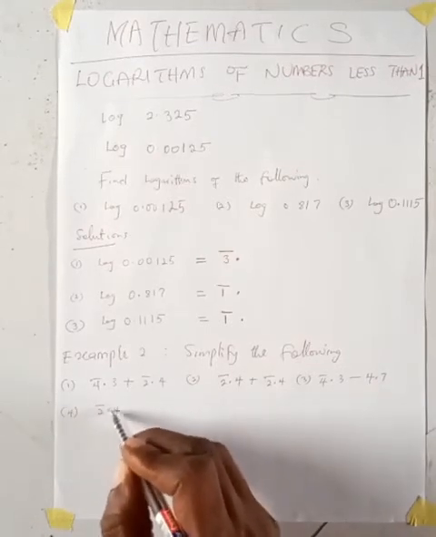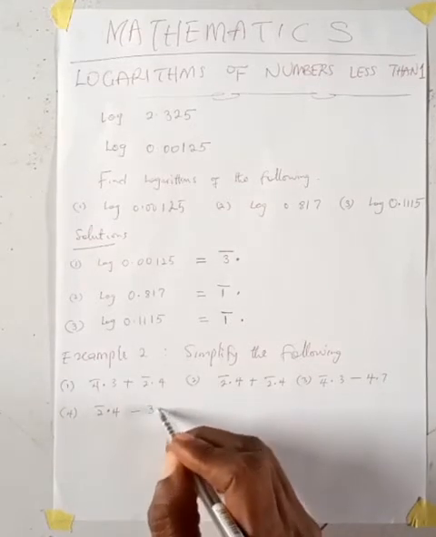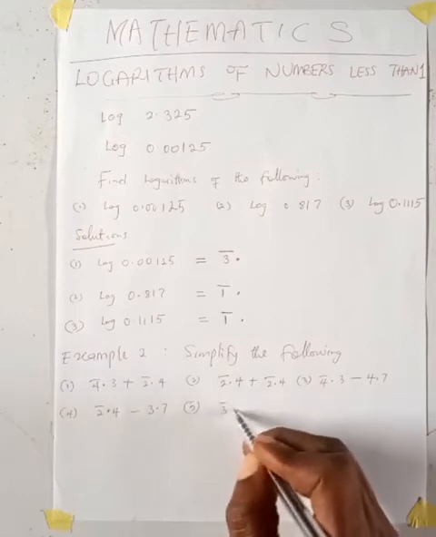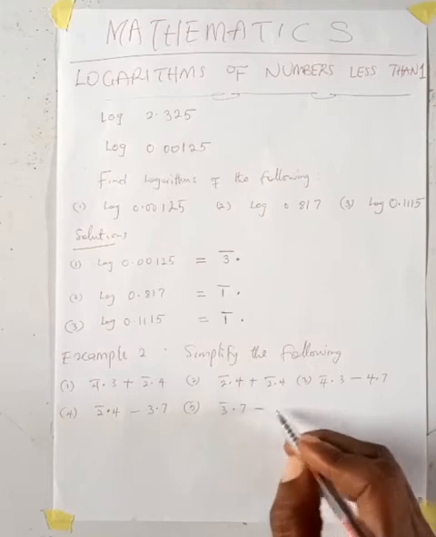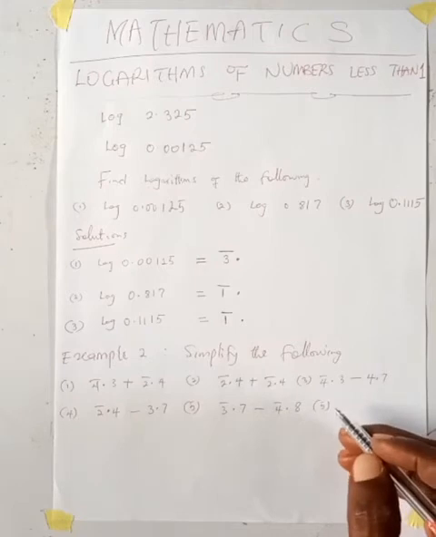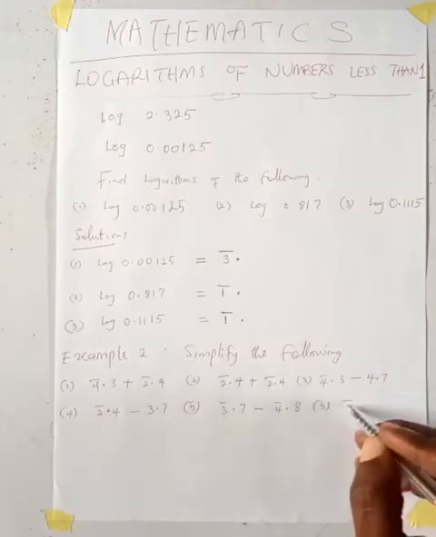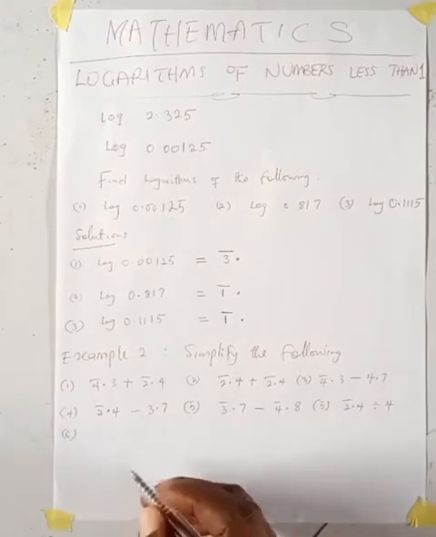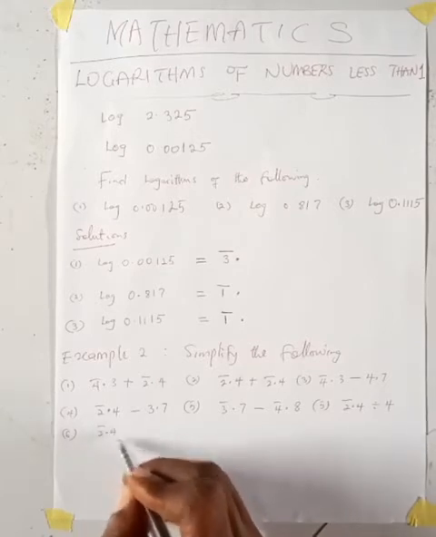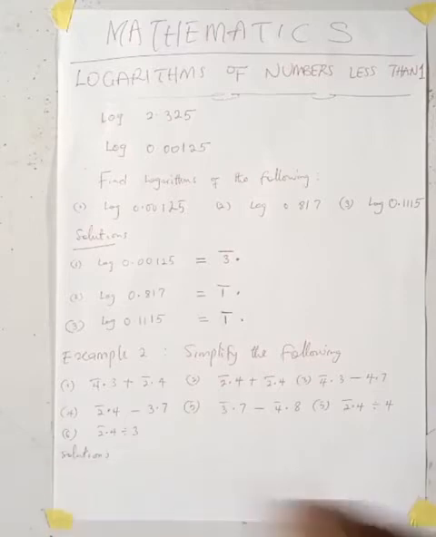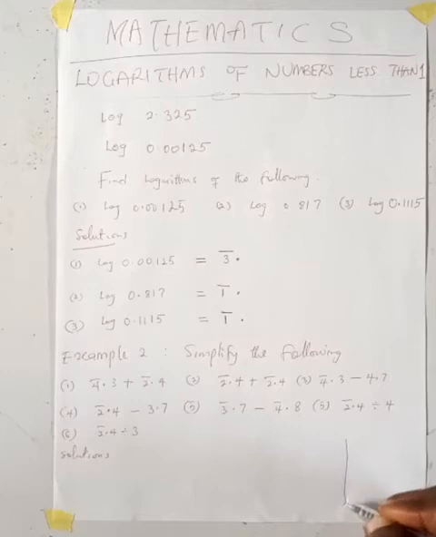Number 4, bar 2.4 minus 3.7. Number 5, bar 3.7 minus bar 4.8. Number 5, bar 2.4 divided by 4. Number 6, bar 2.4 divided by 3. So solutions. So for my solution, I will need a small corner here for my workings.